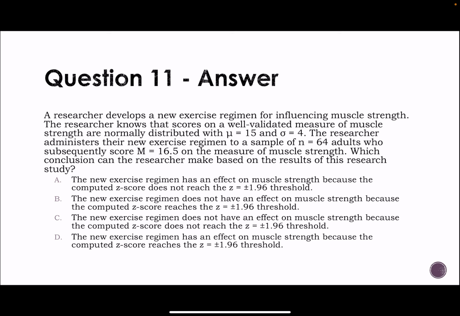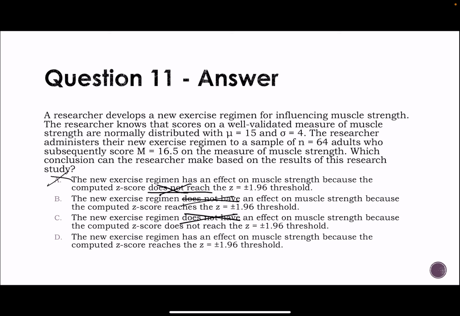So it says the new exercise regime has an effect on muscle strength because the computed z-score does not reach the threshold of 1.96. Well, this is not true right here. It does reach that. So that is not our answer there. The new exercise regime does not have an effect. Well, it does have an effect. We had a big old z-score, so we know that's not. The new exercise regime does not have an effect. Well, we know that's not true as well.